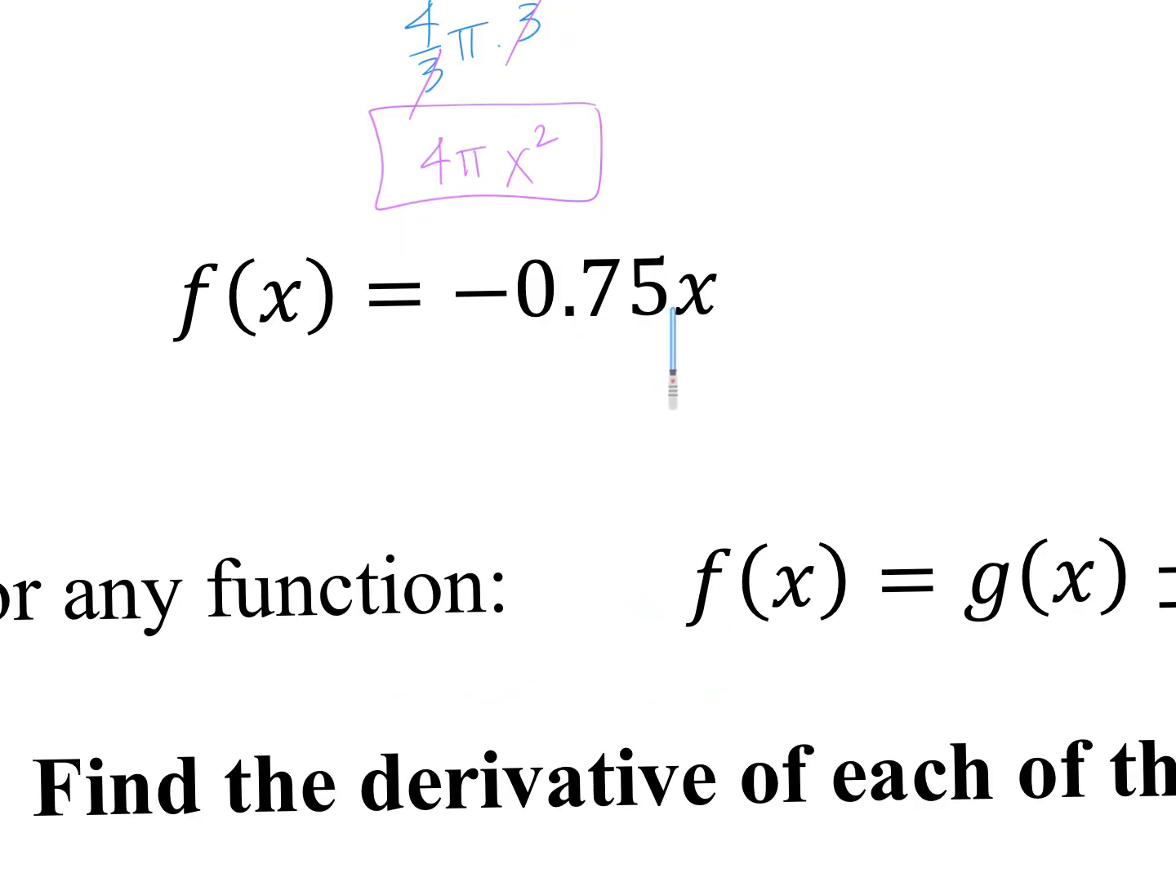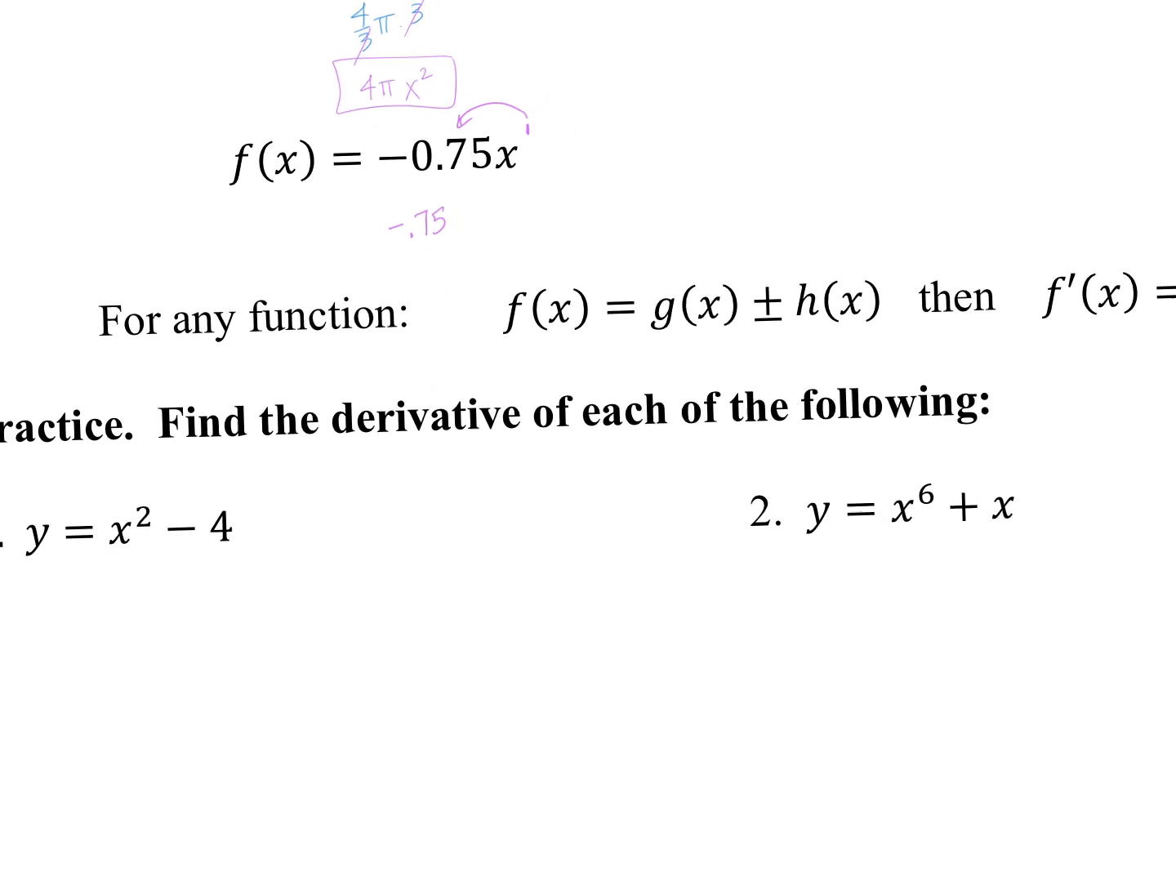-0.75 x to the what right now? To the 1. So bring that out front. What's that going to turn into? Perfect. X to the, oops, I didn't write that right. -0.75 x to the 0. Do I need to write anything to the 0? It's just 1, so I'm not going to. Excellent. Guys, I'm proud of you.